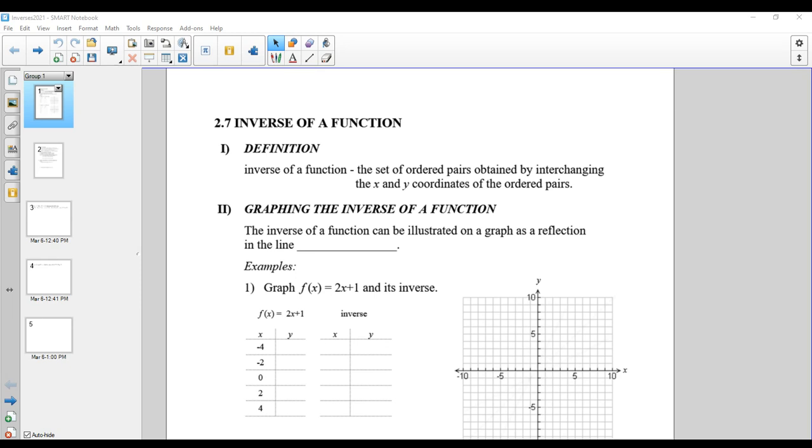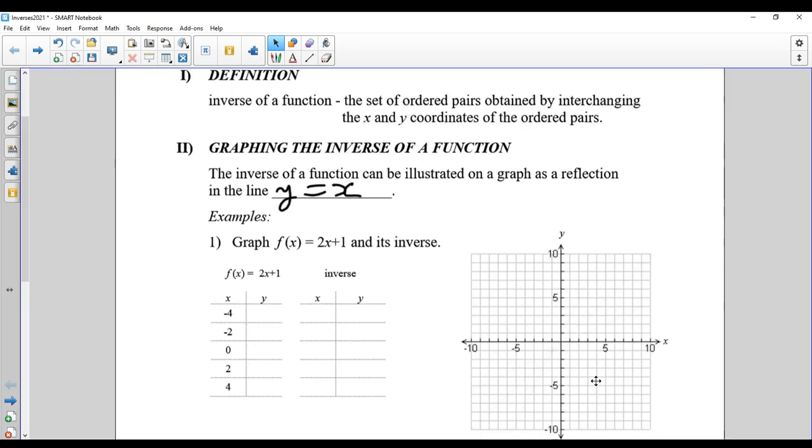To graph the inverse of a function, it can be illustrated on a graph as a reflection. We just mentioned the word reflection. It can be illustrated by a reflection on the y equals x line. So let's see what that looks like on a graph. What does it mean by reflecting it on the y equals x line?